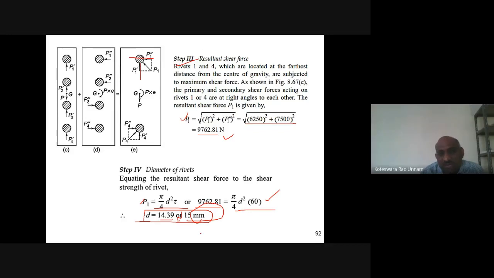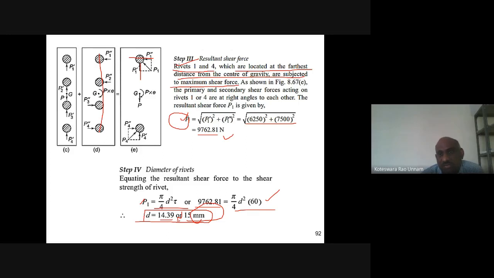If anybody wants to note it down, the explanation for why he has calculated only P1 is that rivets 1 and 4, which are located at the farthest distance from the center of gravity, are subjected to the maximum force. Why? Because the primary shear force is the same in all the rivets. So we cannot identify which rivet is subjected to maximum shear force based on primary shear force. Primary shear force is same for all.